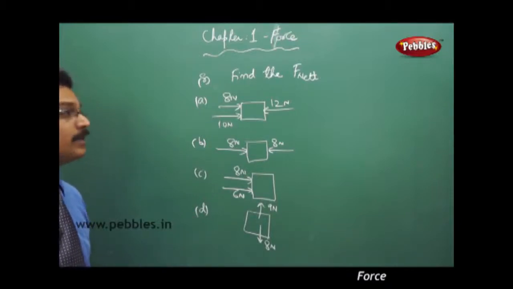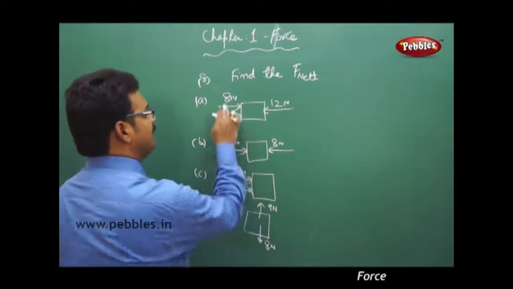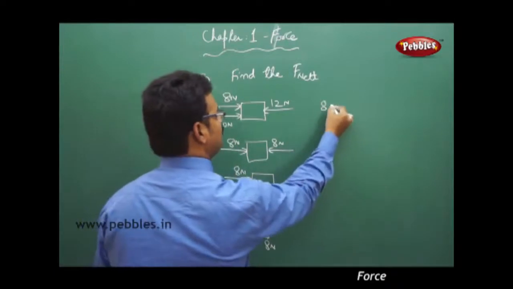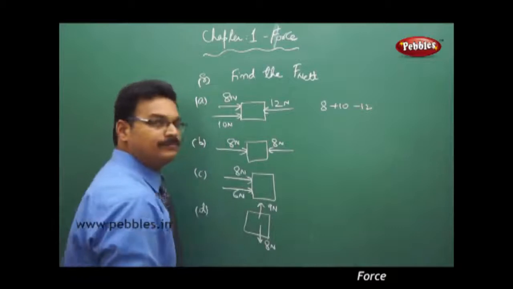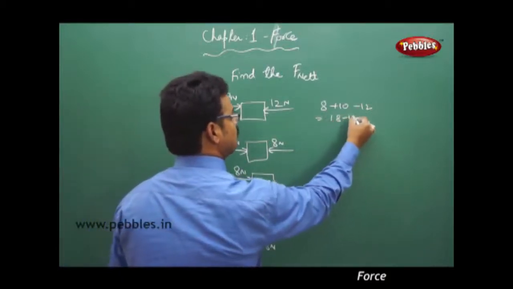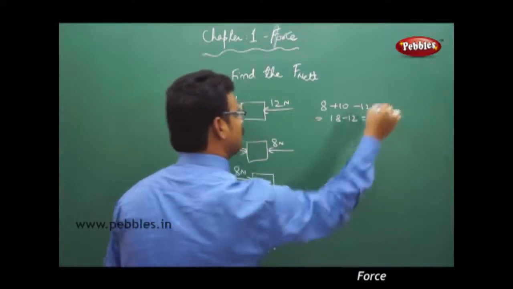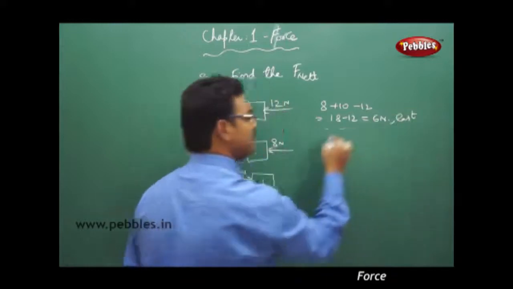Net force means if the forces are in the same direction, add them. If the forces are in opposite directions, subtract them. This is the first one. 8, 10 are in the same direction. So 8 plus 10. 12 is in the opposite direction, minus 12. So 8 plus 10, 18, minus 12. This is 6 Newton. So 6 Newton towards east. Direction also you have to specify.